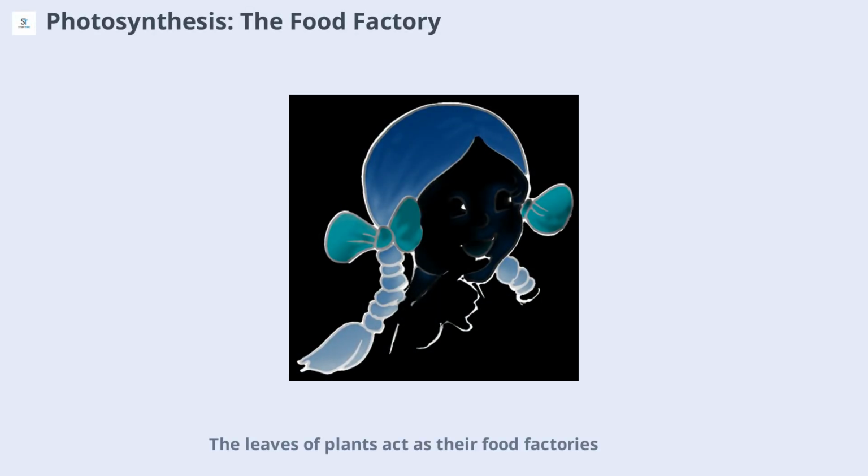Leaves of plants act as their food factories. Through a process called photosynthesis, leaves use sunlight, carbon dioxide from the air, and water absorbed by the roots to make food. The green pigment in leaves, called chlorophyll, captures sunlight and helps in this process. The raw materials, water and minerals, are transported from the soil to the leaves, while carbon dioxide enters through tiny pores called stomata. All these elements work together to enable plants to produce carbohydrates, which serve as their main source of energy.